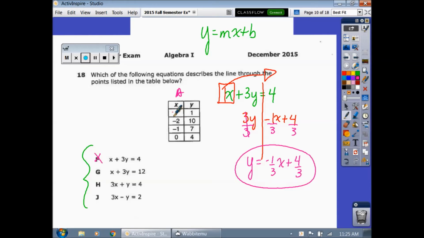You could store this to x and this to y and type this in and see if you get 4. Store negative 2 to x and 10 to y, type this in and see if you get 4. You could keep doing that over and over, but that would take you forever to do. So we're just going to keep putting everything in y equals.